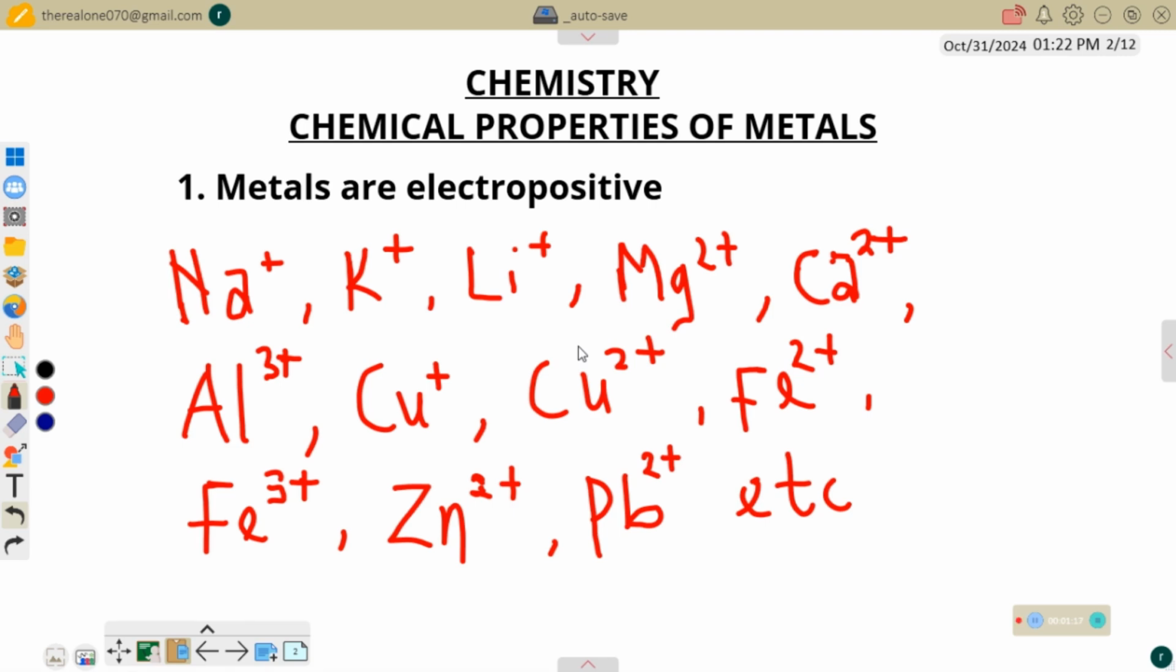Now, because metals lose electrons, they are usually used as reducing agents under oxidation and reduction. So if you are asked to give examples of reducing agents, just mention metals. Metals are good examples of reducing agents. Even if you don't remember any other, remember that metals are reducing agents. Let's go to the second chemical property of metals.